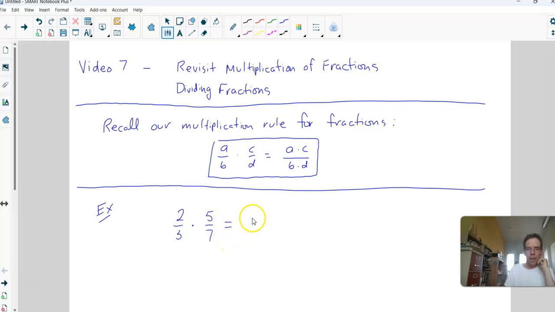2/3 times 5/7. That means we multiply the numerators, 2 times 5. We multiply the denominators, 3 times 7. And our end result is 10/21. You might recognize that there's no common factors between the numerator and denominator. So this is fully reduced, fully simplified to lowest terms, this end answer. We typically want our answers to be fully reduced.